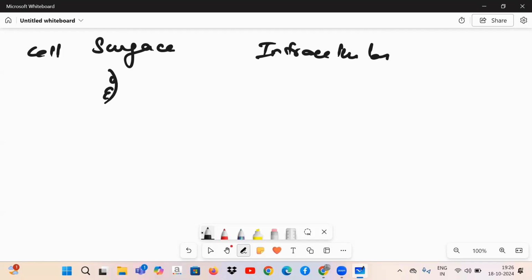Intracellular receptors means autocrine? No, I'm saying the intracellular is like inside the cell. So they are present inside the cell, located inside the cell. They are present in the cytoplasm or sometimes in the nucleus of the cell also.